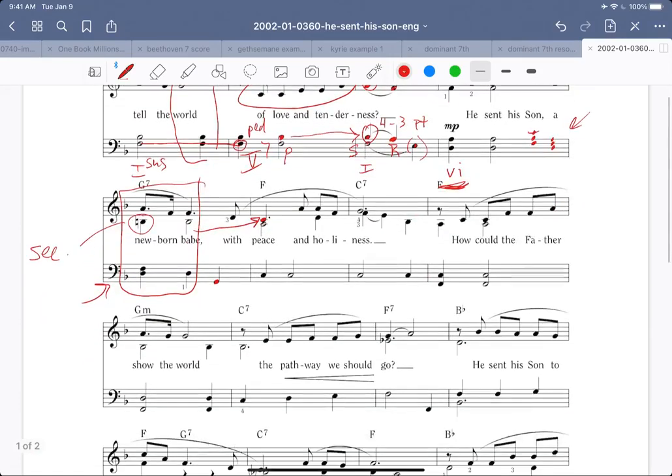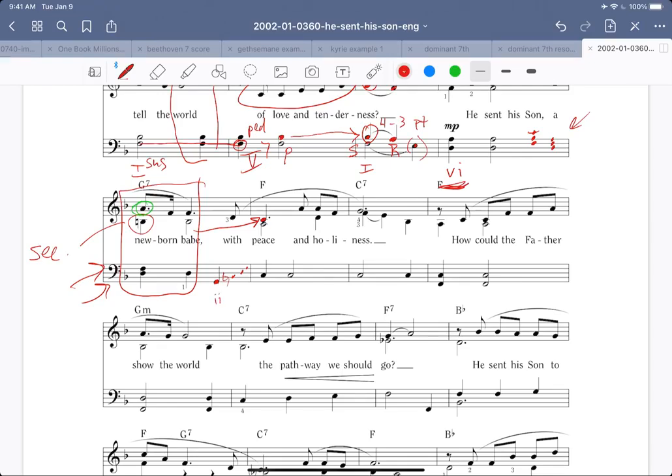Okay, so when we get down here, if we calculate the entire measure, we get G, B natural, D, and F, with the opening note in the melody as a non-chord tone. We'll talk about that in a second, but first let's analyze the chord. So G, B natural, D, F, that looks like a minor 2 chord.